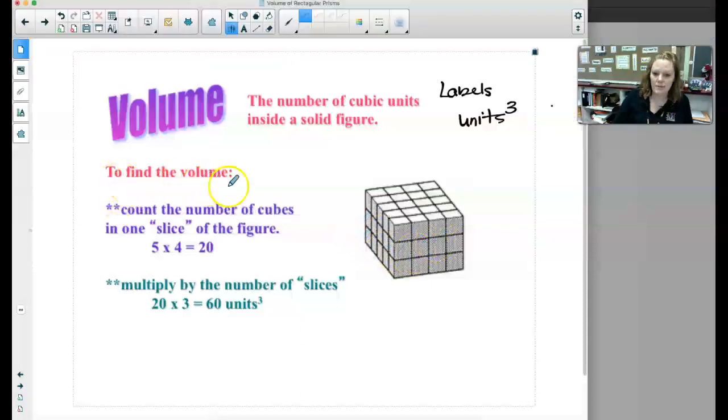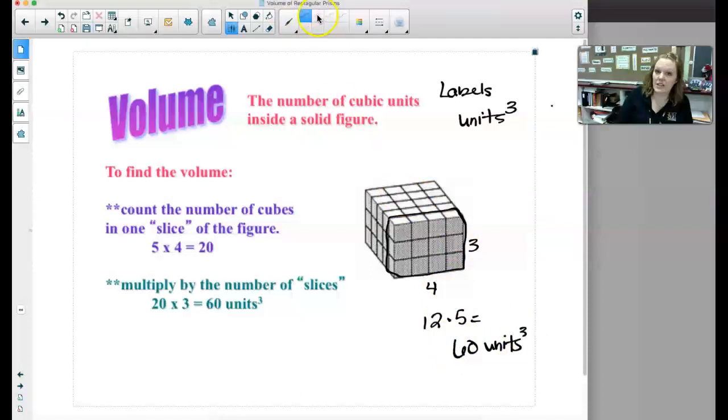So to find volume, if we were looking at this particular prism, we would look at how many cubes are in one slice. So if I were just to look at this slice of the prism, the number of cubes in there is 4 times 3, or 12. And there are 1, 2, 3, 4, 5 slices. So we times that by 5 and you get 60 units cubed.